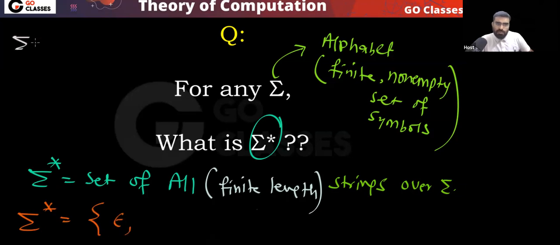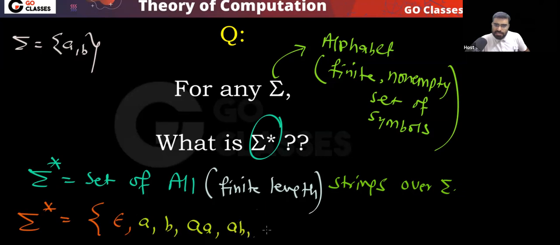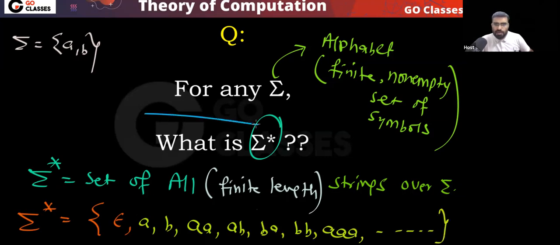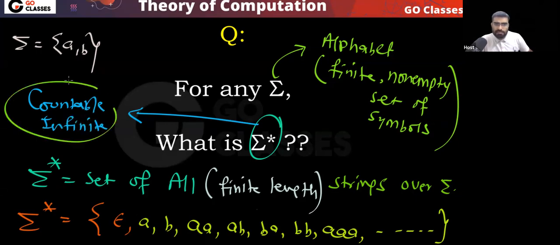If your alphabet is like this, then your sigma star has these strings. Your sigma star is the set of all strings. What can you say about sigma star? We have already seen that sigma star is countably infinite. Yes or no? This we have already seen.